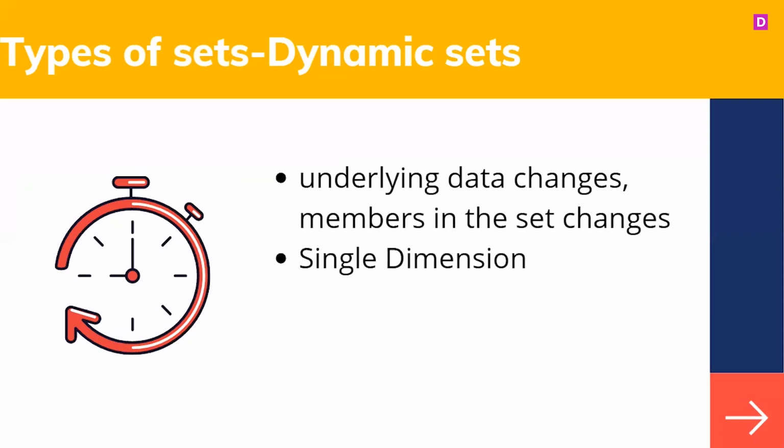Now this is the meaning of a set, and as far as sets are concerned, there are basically two main categories. The first category is what you call a dynamic set. Dynamic, as the name denotes, means if the underlying data changes, then the values present in the set also change. This is something which you can use for a single dimension. We'll see how that changes.